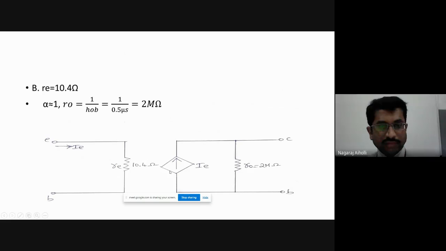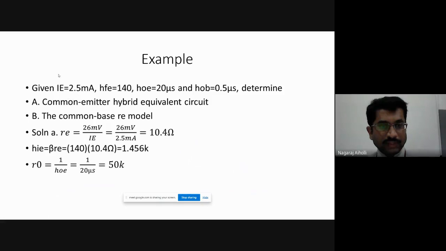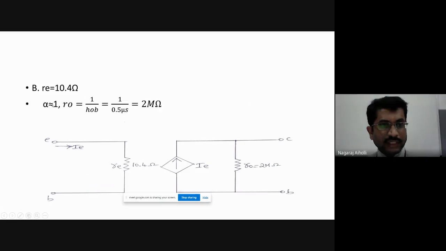So with the rough idea of these parameters in mind, the common base RE model, let us find RE. RE we have already calculated according to the standard formula, that is 26 millivolt by IE. That is the same, whatever they have given, it is applicable for both common emitter and common base. IE value, that is 26 millivolt by 2.5 milliampere, that is 10.4 ohms. So the value of RE is 10.4 ohms. Next, alpha is approximately equal to 1. The value of alpha for common base configuration is approximately equal to 1.